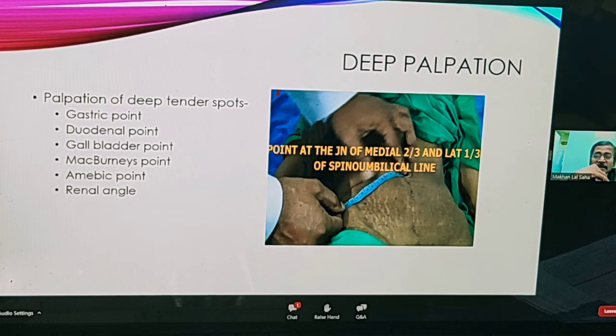Deep palpation is a classic description of finding different deep tender spots. But this appreciation of deep tender spots follows the history. If the patient does not have any history of acute appendicitis, you need not say that McBurney's point is not tender, because our examination will be guided by the background of the history. So these are the different points. Let us decide how you go to these different points.